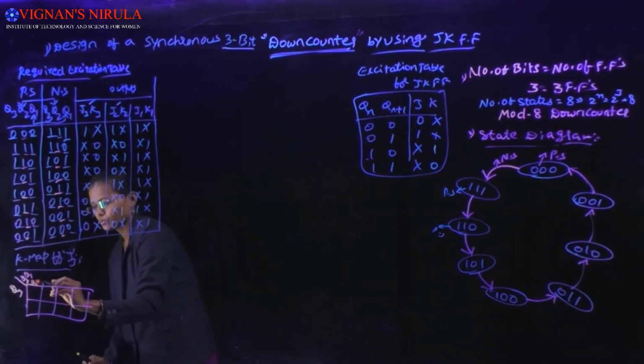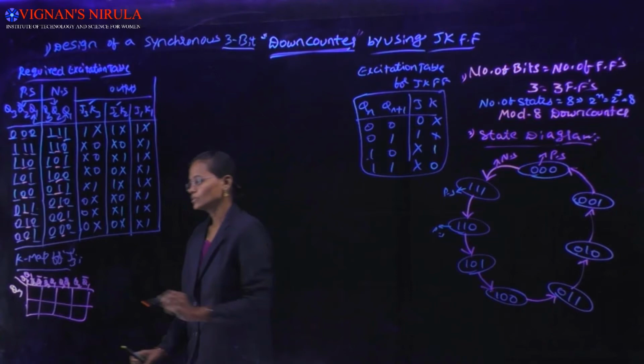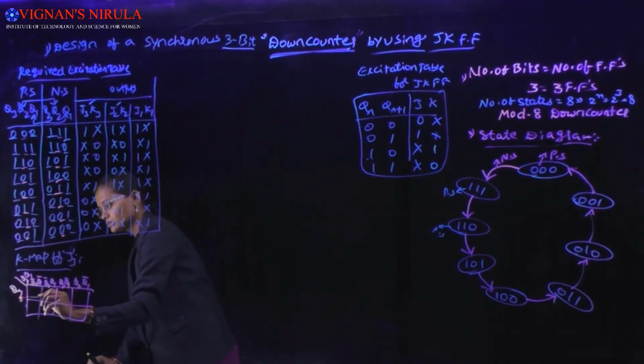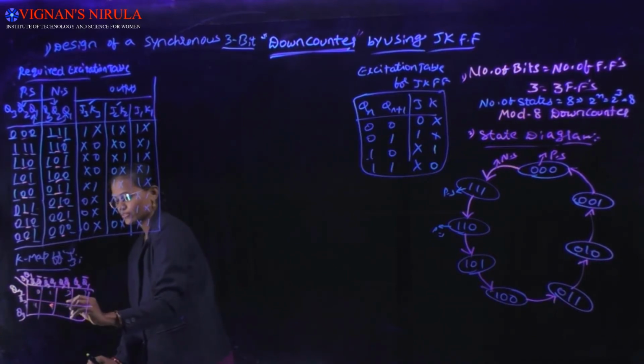This is Q2 bar, Q1 bar, Q2, Q1, Q2, Q1 bar. Okay, this is Q3 bar and this is Q3, cells 0, 1, 2, 3, 4, 5, 6, 7.